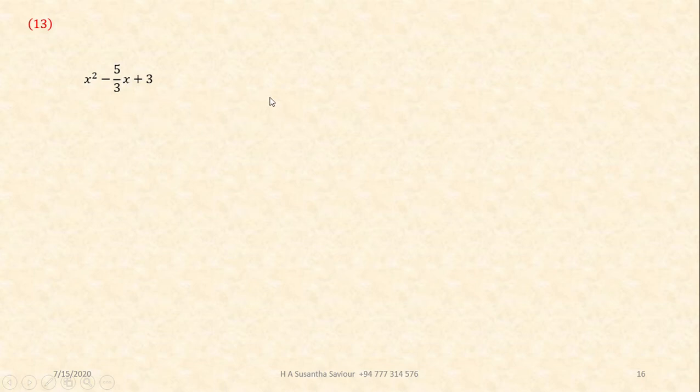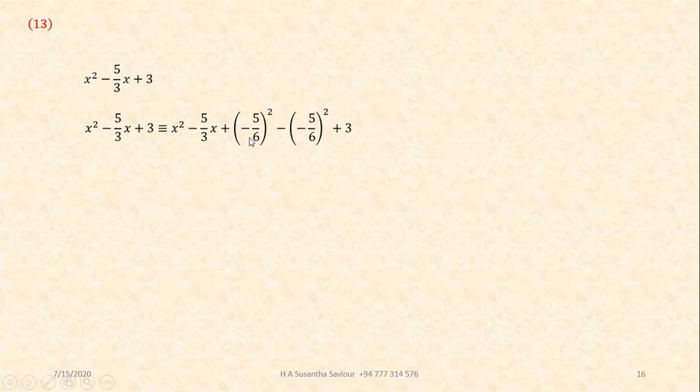5 over 3. The coefficient of x is 5 over 3. Half of it is 5 over 6. Actually minus 5 over 6 because this is minus here. Minus 5 over 6. You square it and then subtract. So addition only always goes inside the bracket. So it will be x minus 5 over 6 squared, this one comes here, and this is minus 5 over 6 squared plus 3.